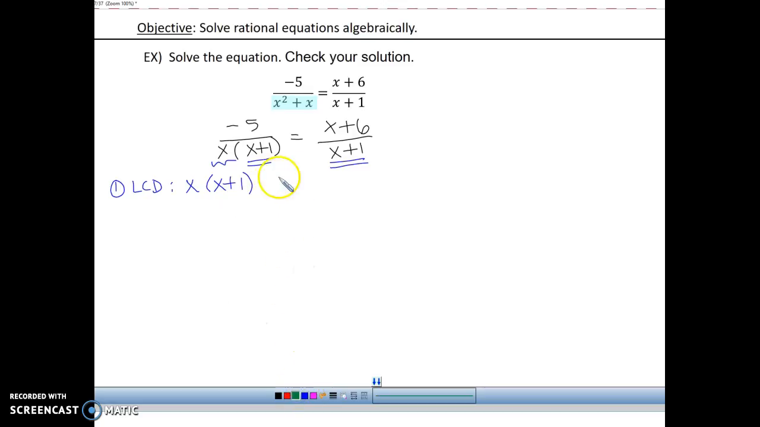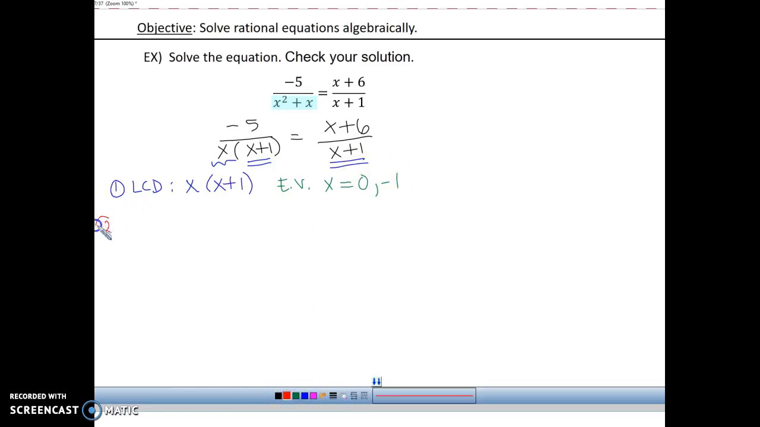And then I'll go ahead and do it now. I want to look for the excluded values. Excluded values are, when would this be a 0? So if I had x equals 0, that would be 0. Then I also have x plus 1. If I make that equal to 0, I would end up with -1. So my excluded values are 0 and -1. We cannot have a 0 or -1 for our answer.